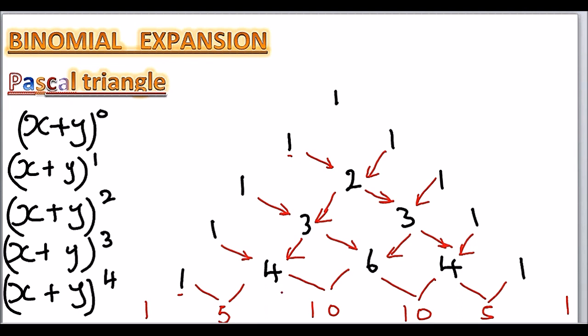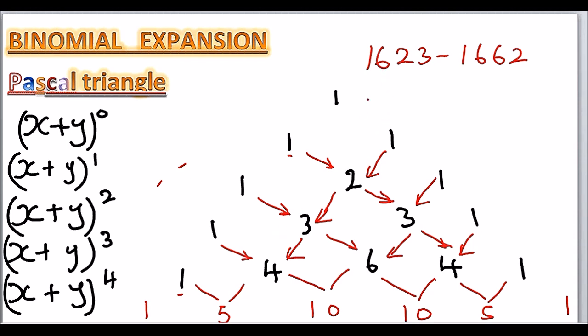And this is what we refer to as Pascal's triangle. This pattern is called Pascal's triangle, named after Pascal, who was a French mathematician and philosopher. He lived from 1623 to 1662. So he was the mathematician who came up with this pattern.